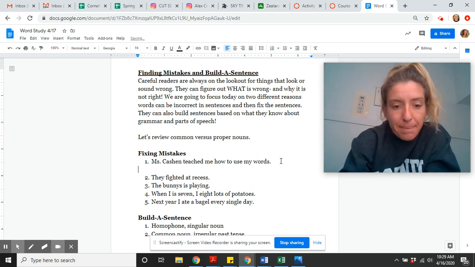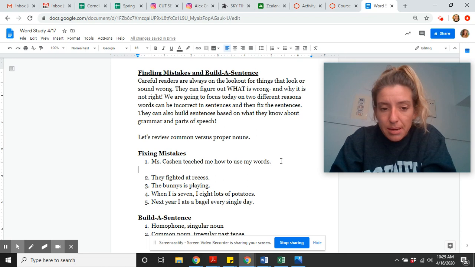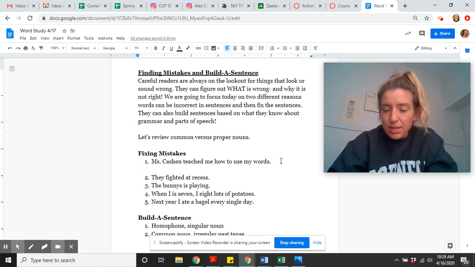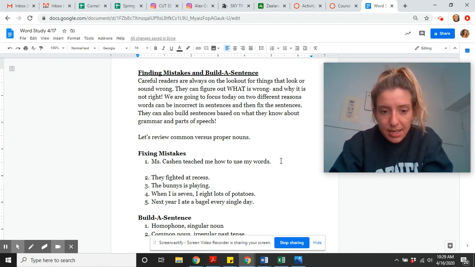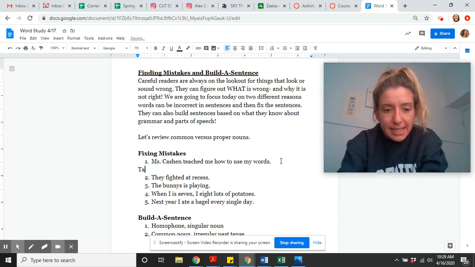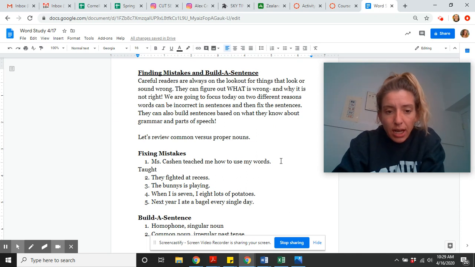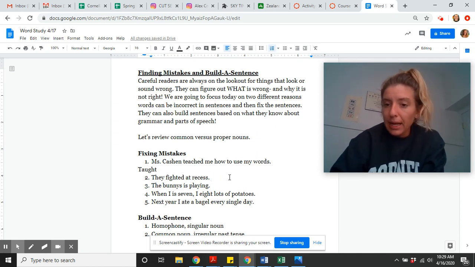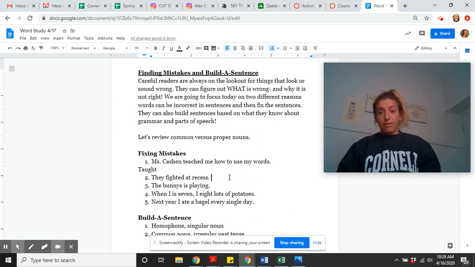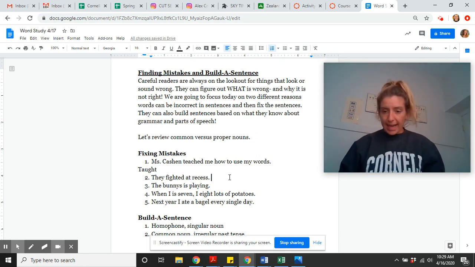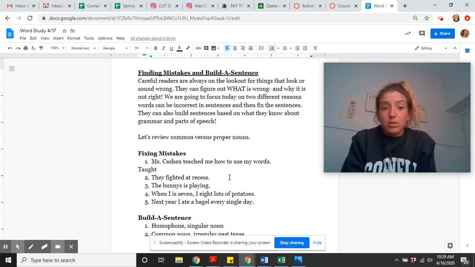Number one says, Miss Cashin teach me how to use my words. What is the wrong word in that sentence? The wrong word is teach. That word should be taught, because taught is the irregular past tense of teach. Remember, an irregular past tense verb is a verb that's in the past tense that does not end in ed. Some examples are taught and bought and built. Did I say bought twice? I'm sorry.